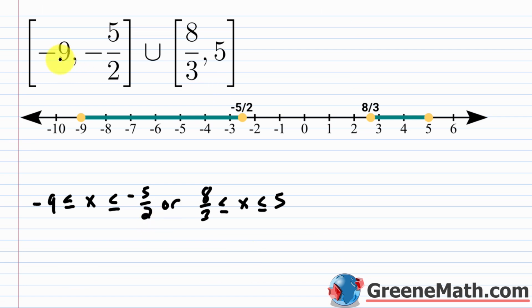And again, I've already written this in interval notation. So you want between negative 9 and negative 5 halves. They're both included, so I have a bracket next to each. And then the union with, you want between 8 thirds and 5. And again, both of these are included, so we have a bracket next to each. Then we have our number line, again, between negative 9 and negative 5 halves. We used a filled-in circle here just to show they're included. If you want to use a bracket, that's fine as well. And then here we have between 8 thirds and 5. Again, a filled-in circle is used with each to show that it's included. You can use a bracket for each one there as well.